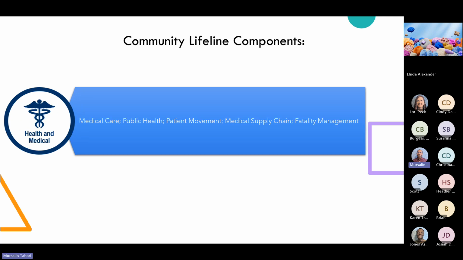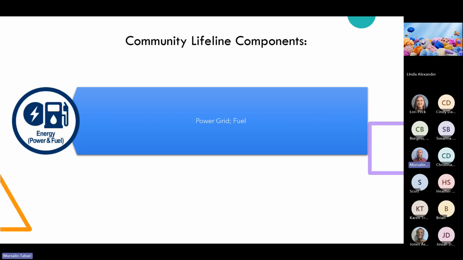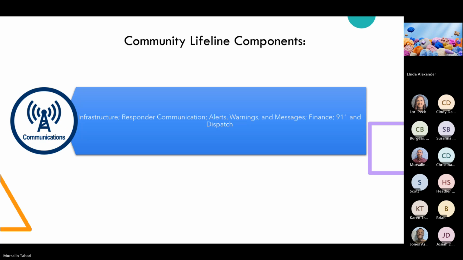After that, we have health and medical, which includes medical care, public health, patient movement, medical supply chain, and fatality management. The following lifeline is energy. So that includes your power grid and fuel. And then we have communications. So that includes your communications infrastructure, responder communications, alerts, warnings, and messages, finance, 9/11, and dispatch.